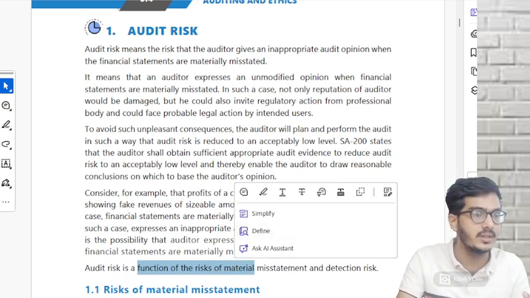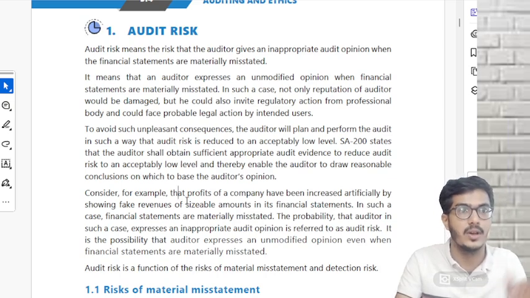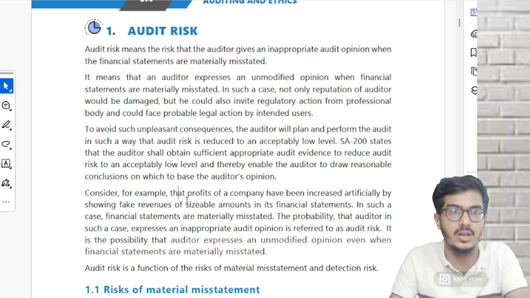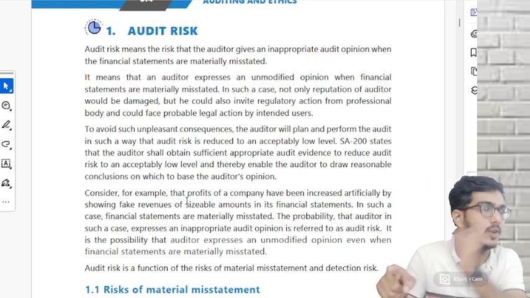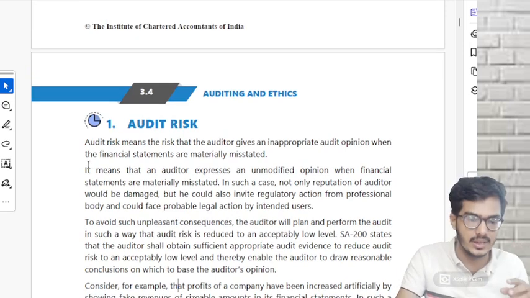But you're going to learn further. You would be knowing RMM is a function of inherent risk and control risk. Am I right? So audit risk indirectly is a function of inherent risk, control risk and detection risk. Because of these 3 risks, there is always an audit risk that the auditor might give an inappropriate opinion. Understood? Okay, I'll just read this paragraph.